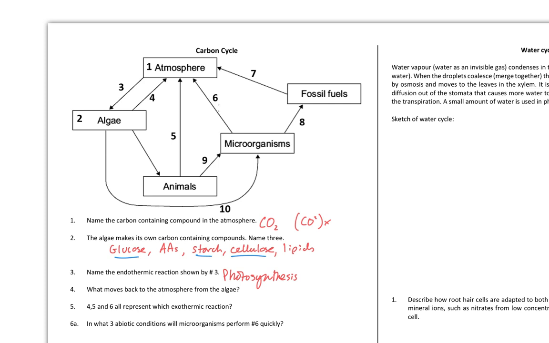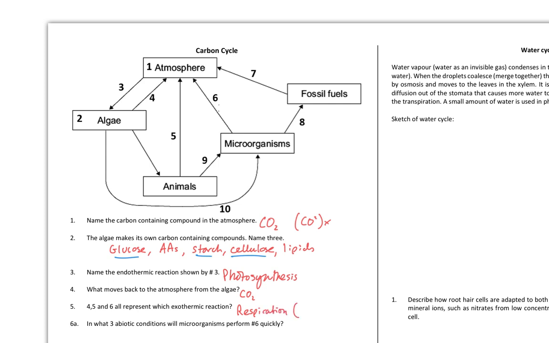What moves back to the atmosphere from the algae? Well, it's carbon dioxide again. Yet again, it's carbon dioxide. So that's arrow number 4. Numbers 4, 5, and 6 all represent which exothermic reaction? Well, it's just respiration.